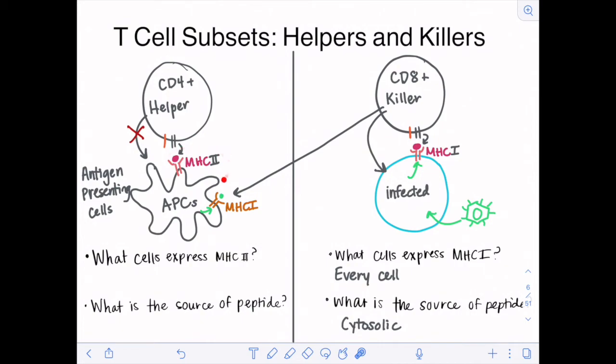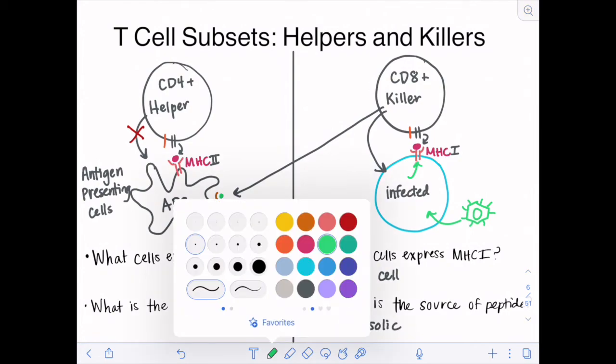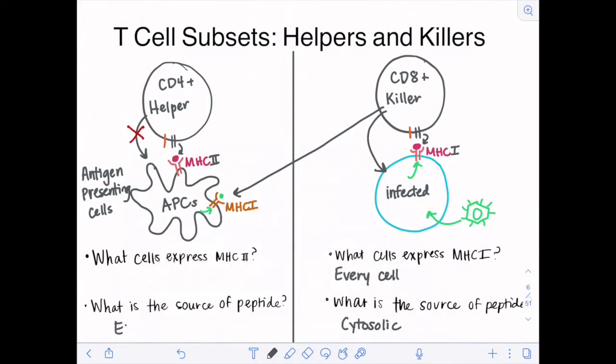On the other hand, MHC2 is going to recognize antigen that is extracellular, okay? So let's switch back to gray here, and this is extracellular. So antigen presenting cells are going to survey the environment, take up peptides, and if one of them is recognized to be foreign, it's going to present it on its surface here for CD4 cells to recognize.